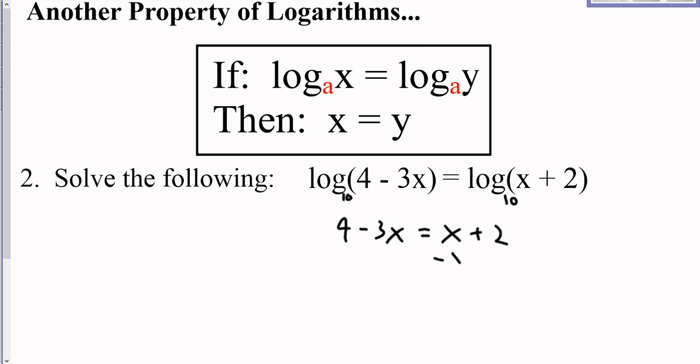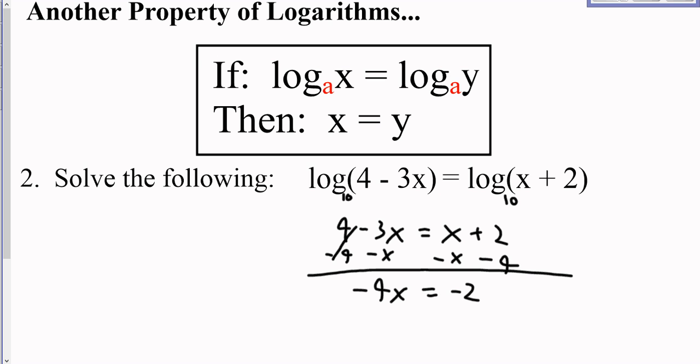So subtract x from both sides. And then let's subtract 4 here, subtract 4 there, and I'm going to get negative 4x is equal to negative 2. Divided by negative 4, I get x is equal to 1 half. Okay, so let's go ahead and look at another example here.